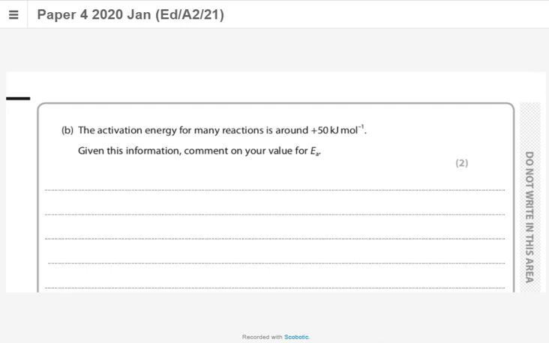So a lot of energy is required to break the strong carbon-carbon bond. A lot of energy is one mark. That's why the activation energy is very high. That's the reason why the reaction is very slow, and this is due to the strong carbon-carbon bond.